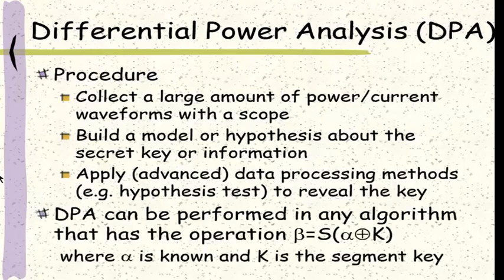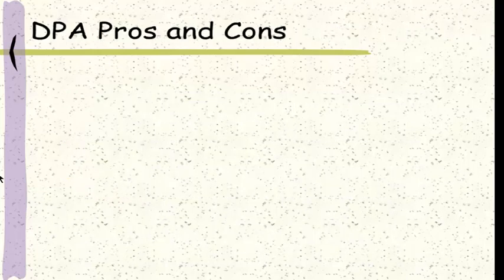Differential power analysis can be performed on any algorithm that uses the S-box with the exclusive OR of the segment key and some known data alpha as input. For a differential power analysis attack to be successful, the following conditions are needed.